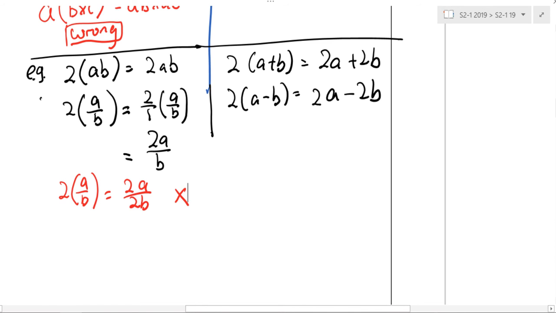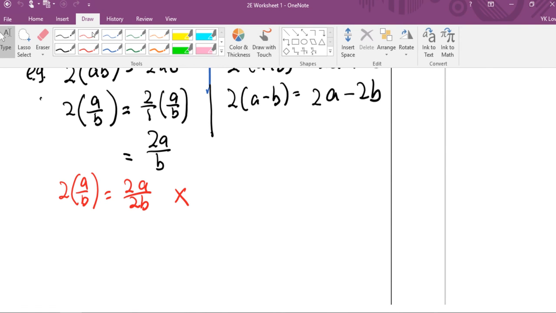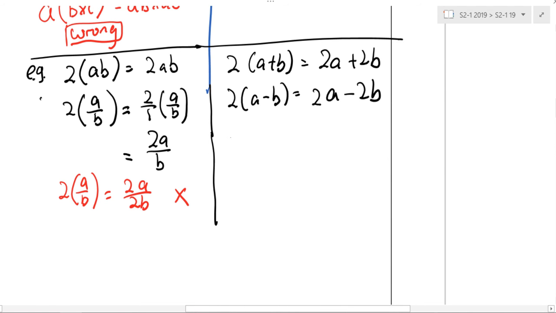Any questions here? Can I up the level a bit? Okay, let's try a few more questions. What happens when you have minus 2A plus B? Can you try this now? In 5 seconds. 4, 3, 2, 1.